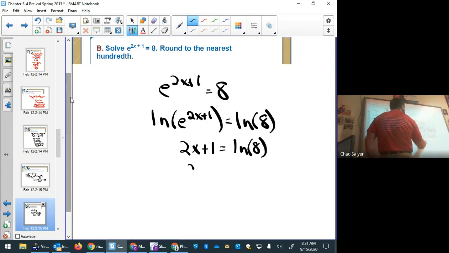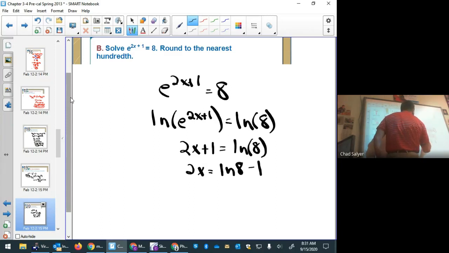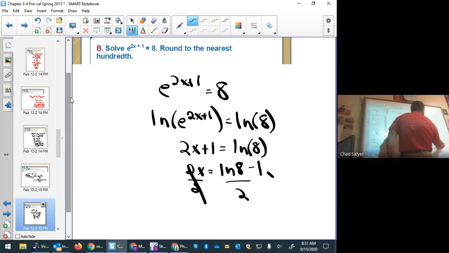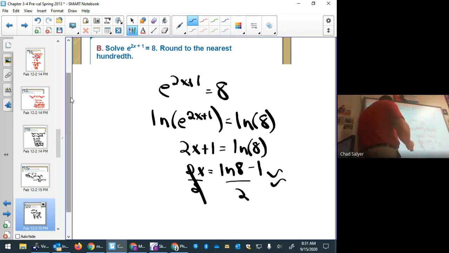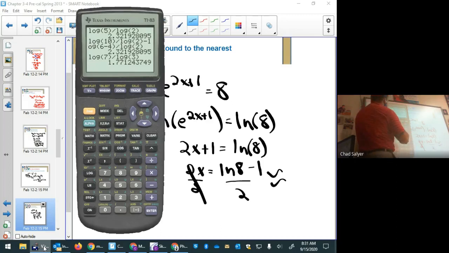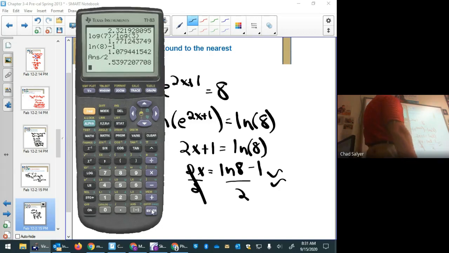I subtract 1 from each side. Divide by 2. I get this expression, which they want us to estimate to the nearest hundredth. So natural log of 8 minus 1, and then divided by 2. It's about 0.54.